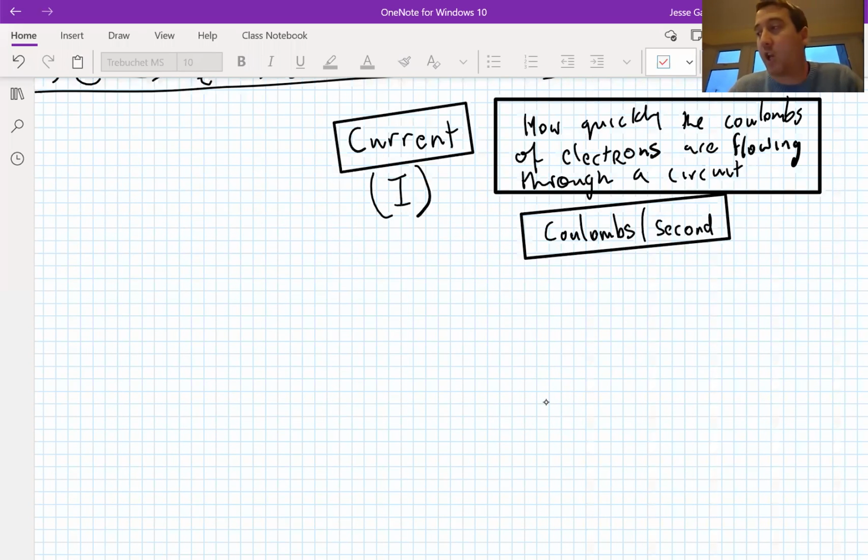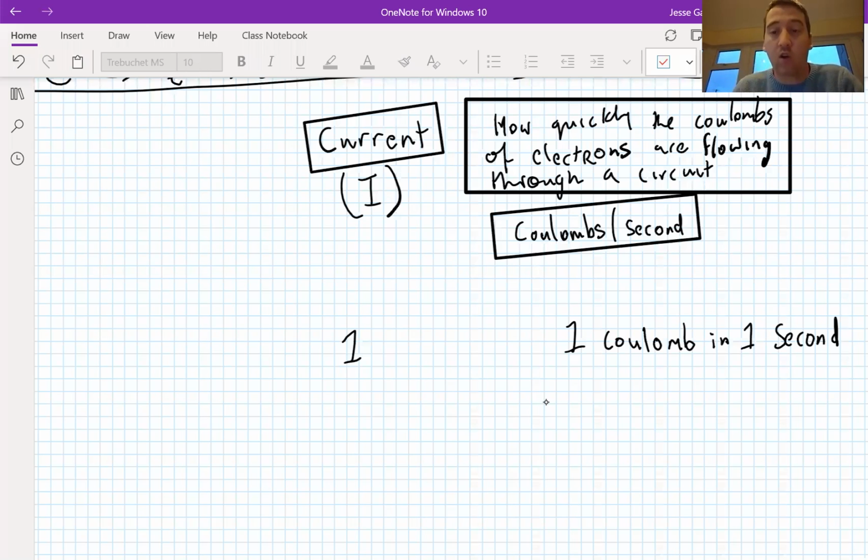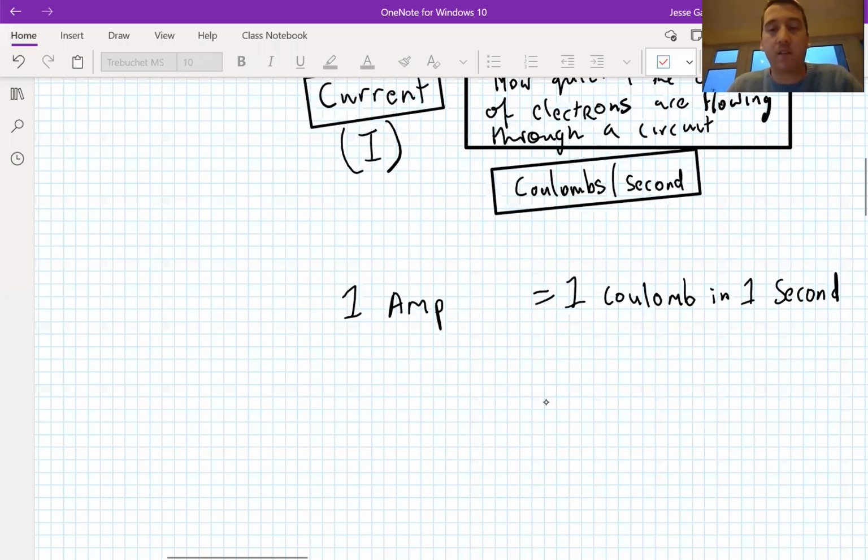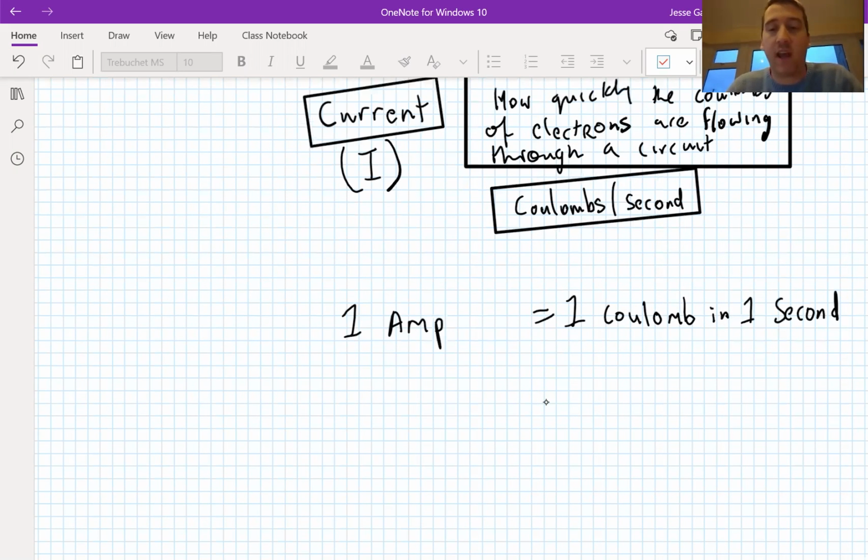Now, current is measured in a unit. So we always have a number. We're measuring how much a current is. We've got to put a number on it. So it could be 1 coulomb. Remember, we're measuring coulombs per second. So say if we have 1 coulomb in 1 second, or a coulomb per second, 1 coulomb per second, or 1 coulomb in 1 second. That's equivalent to the unit 1 amp. So you might have heard of amps before, and 1 amp is the same as 1 coulomb every second. Okay, that's what an amp is. It means 1 coulomb of electrons is flowing in a circuit past a certain point every second. So amps are what we measure current in. So current is measured in amps.